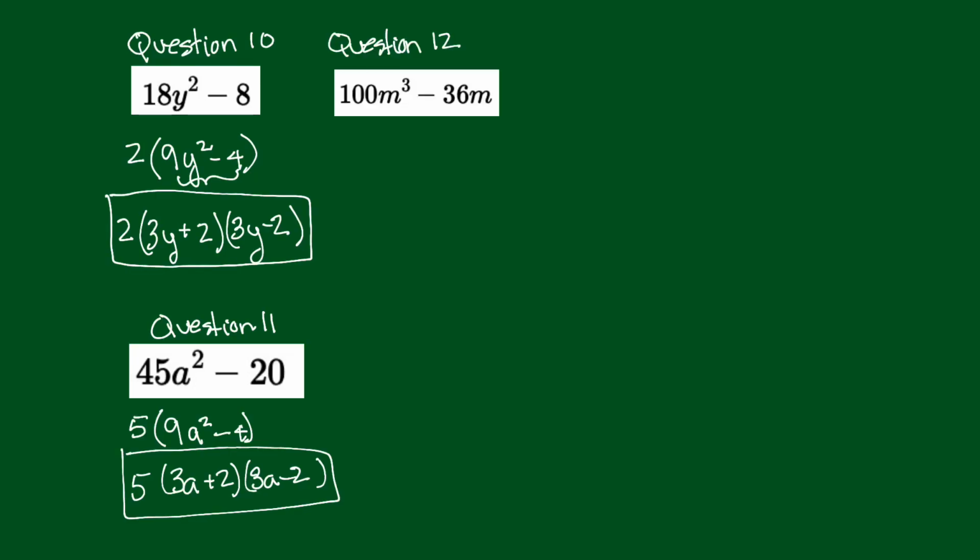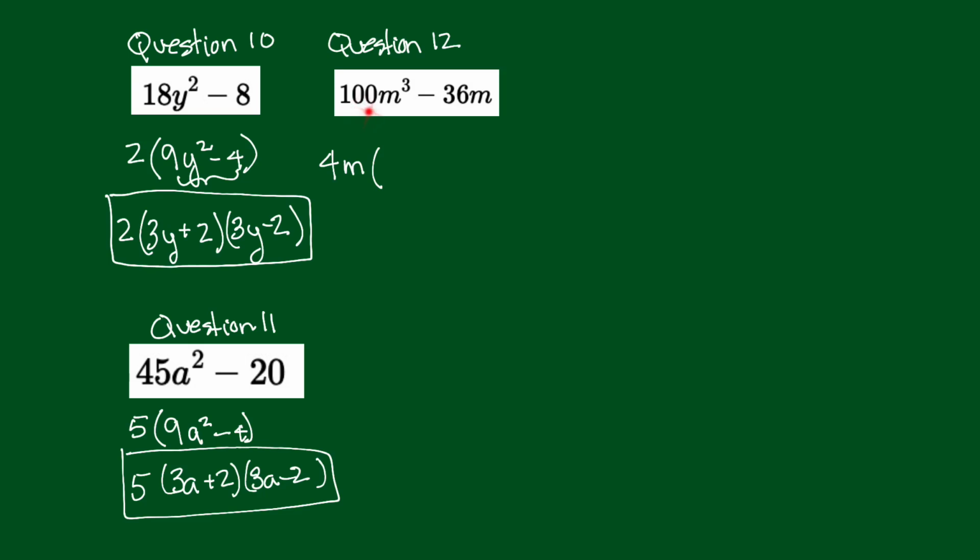Question 12, we have the difference. Now what do we have here? 100m cubed minus 36m. Well, first of all, I notice that these are both even, and in fact, I could take out a 2, or the biggest number I can take out, I think here is a 4, right? I think both these are divisible by 4. And then also, I have 3 m's here and 1 m here. There's an m common. So let's take out a 4m, and what's left?